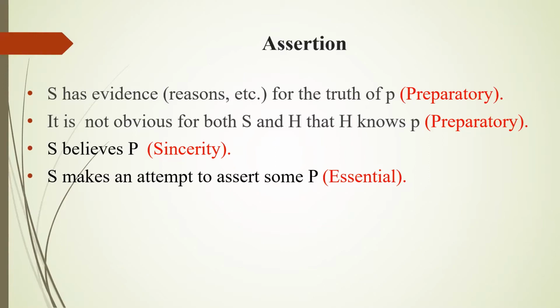It is not obvious for both speaker and hearer that H knows P. If my hearer already knows that there's a snake in the backyard, I won't make the assertion because it's obvious. S believes P, the speaker believes it, and S makes an attempt to assert some P, right? So I'm trying to convey some information to my hearer. I'm trying to perform the act of assertion, and my hearer takes it as an act of assertion, and only then would the essential condition be met.